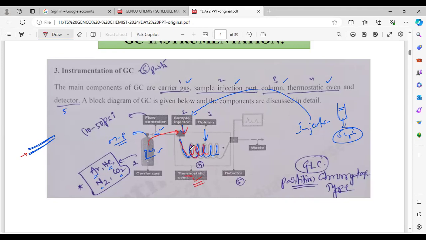With that temperature, your compounds become volatile. It is already a gas you are taking. So some temperature is maintained in this column. And when the sample is coming out of this column, they will keep a detector like this. This is called the detector. Through the detector, you are going to get the final output of the sample. So this is about instrumentation. They may ask you to arrange the components present in the GC instrument.